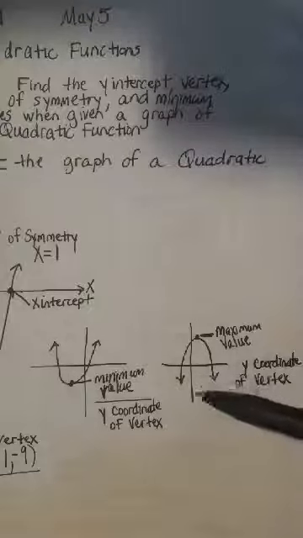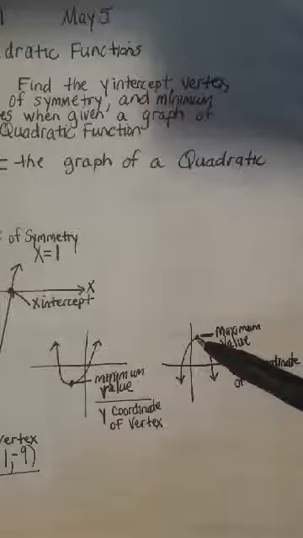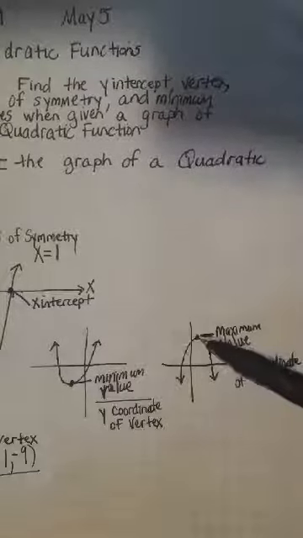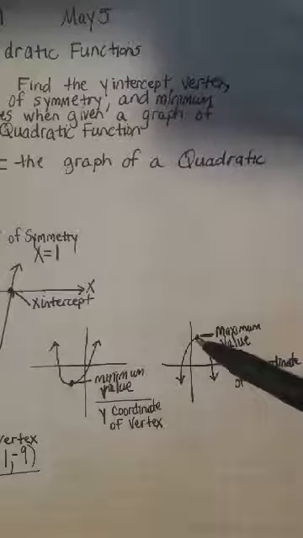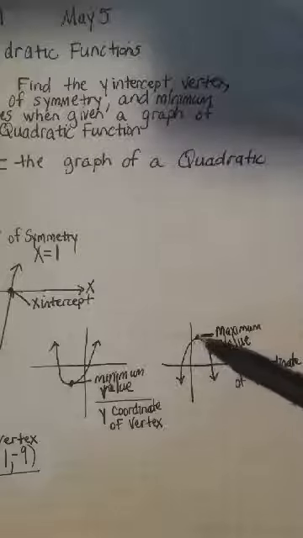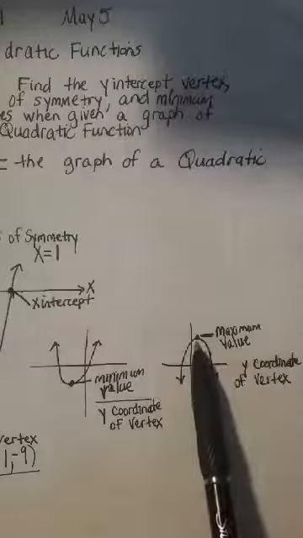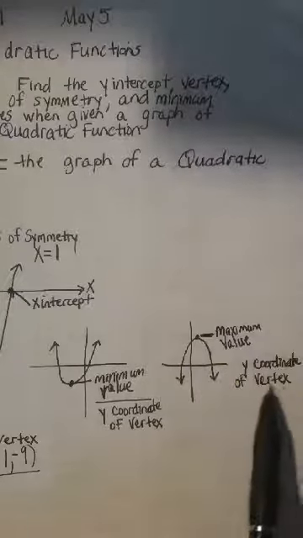Now, if your parabola is turned upside down like this one, the very top point is your vertex. And if it's on top, it's the maximum value. And when we're talking about the maximum value, we're talking out of all the points on the graph. That's the one at the top, so it's the maximum value. And then it is also the y-coordinate of the vertex.